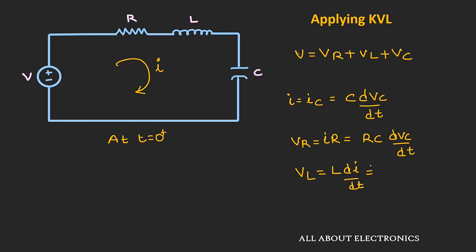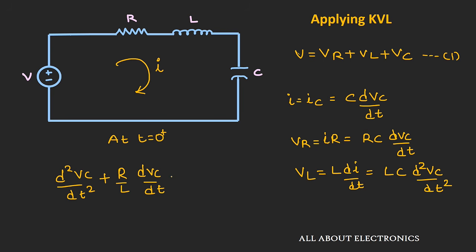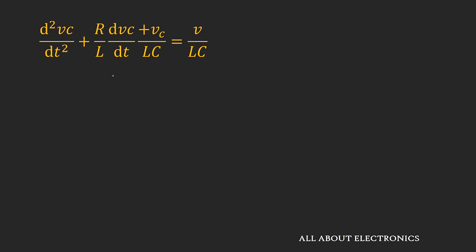So now if you put the value of I in this equation, then we will get L into C into d square Vc divided by dt square. Let us say this is equation number 1. So now if we put all these values inside equation number 1 and rearrange it, then we will get d square Vc divided by dt square plus R by L into dVc by dt plus 1 by LC into Vc, that is equal to V over LC. So as you can see here, it is a second order linear differential equation.